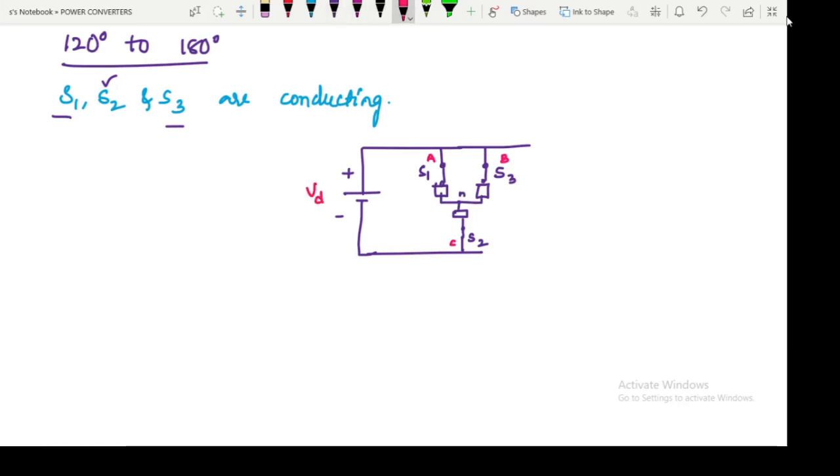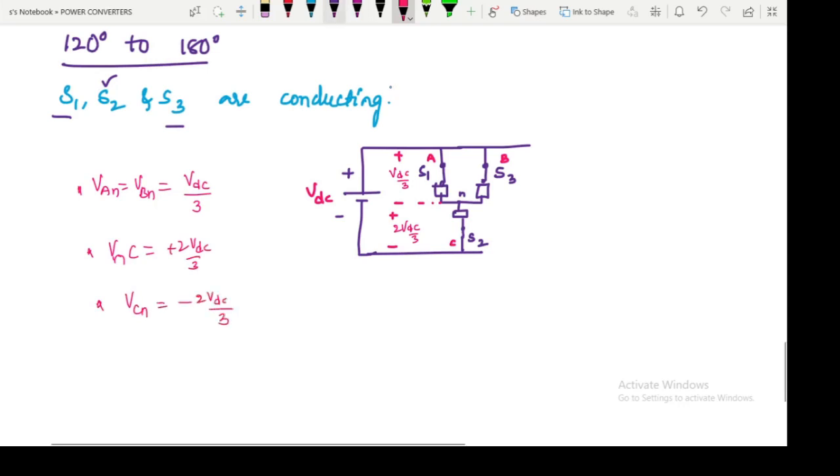Okay, here we can distribute the voltage of VDC, which is plus and minus. So here that will be VDC by 3, that is, VAN and VBN are VDC by 3. The voltage across the parallel network of these two is 2VDC by 3. So the voltage across these two are VDC by 3. And VNC is plus 2VDC by 3, but we need VCN, which is equal to minus 2VDC by 3. So let us find the line voltage here itself.